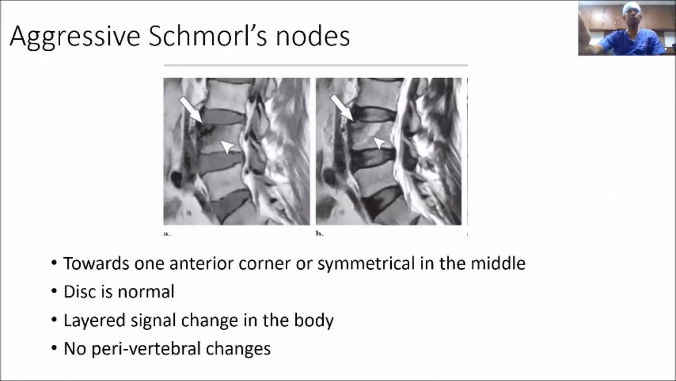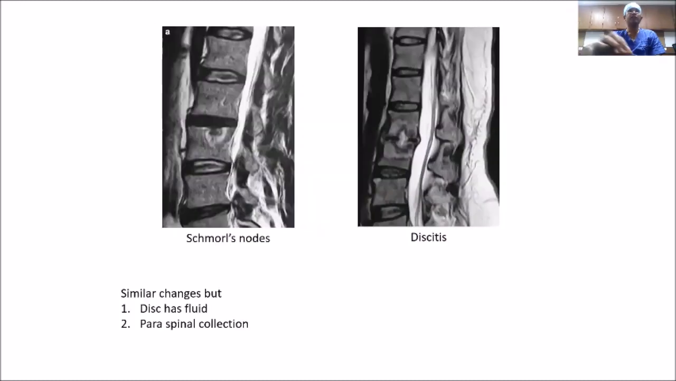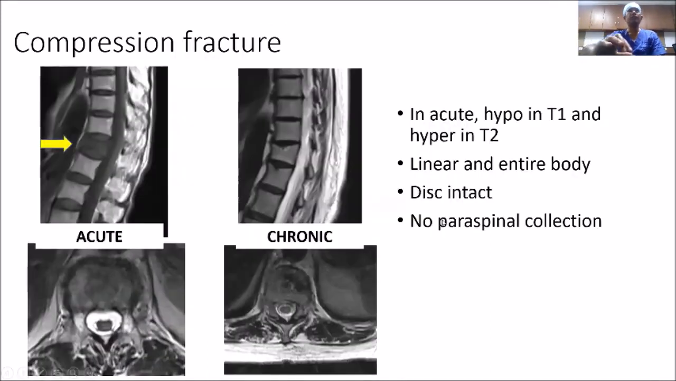Similarly, an aggressive Schmorl's node, where the disc migrates within the vertebral body, can also elicit a strong vertebral reaction and edema. So that could be confusing in some situations. But again, you look for the color of the disc. If the disc is degenerated and black, it's more in favor of Schmorl's. Whereas if it is affecting the disc with a fluid signal, it is more in favor of discitis. And also look at the paraspinal collection in these patients.